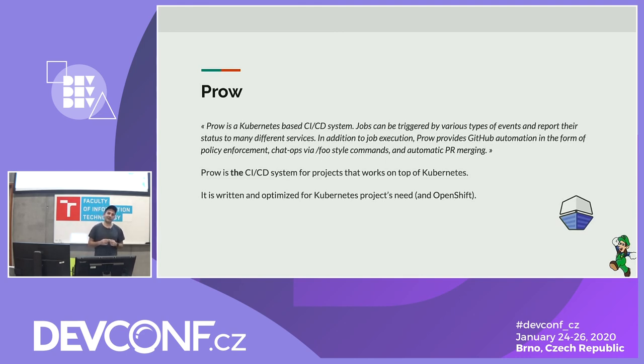Prow is a very interesting project. It has almost everything now because Kubernetes is such a huge project, so they handle a lot of use cases, and it's a bit the same. It's a native Kubernetes CI/CD, which has its own jobs. They're called Prow jobs. And it's really written for optimizing for the Kubernetes project's needs and OpenShift as well.